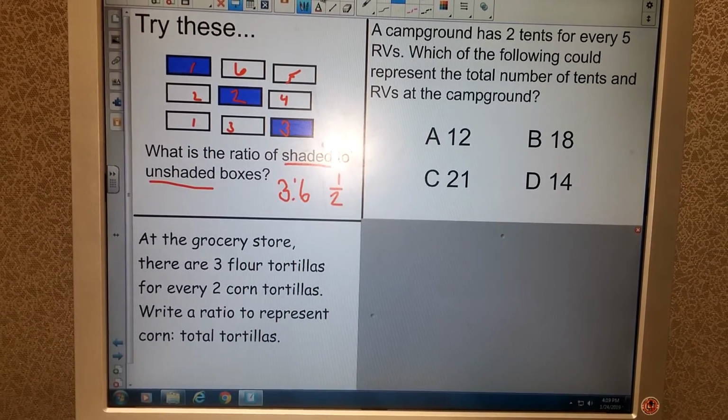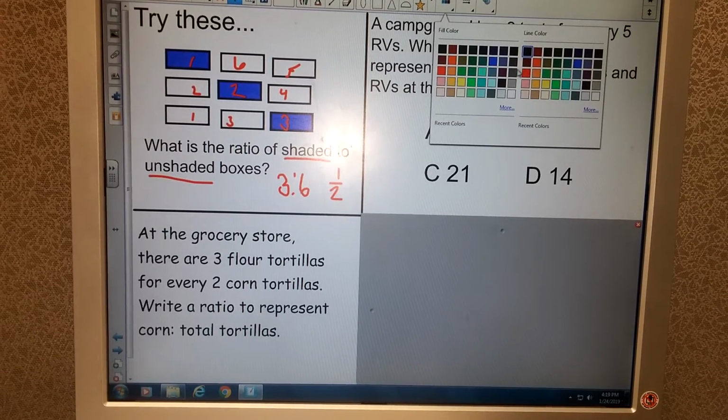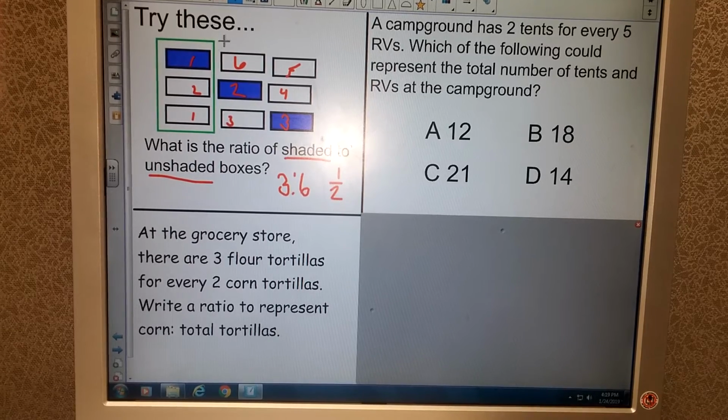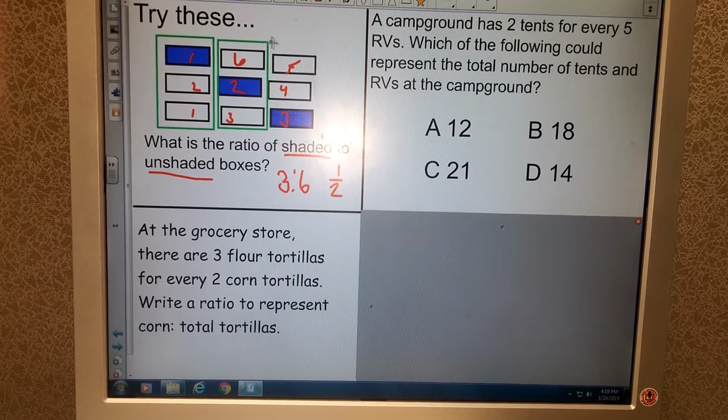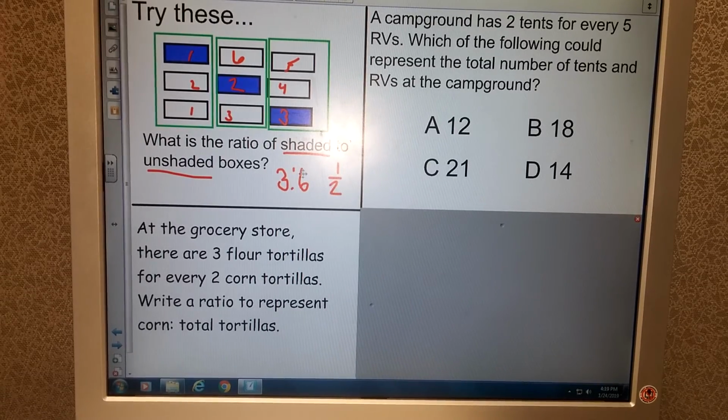And we could actually just take a look at that and see. When we take a look at this ratio here of 1 shaded, 2 unshaded, 1 shaded, 2 unshaded, 1 shaded, 2 unshaded, you see the ratio is true for each part.